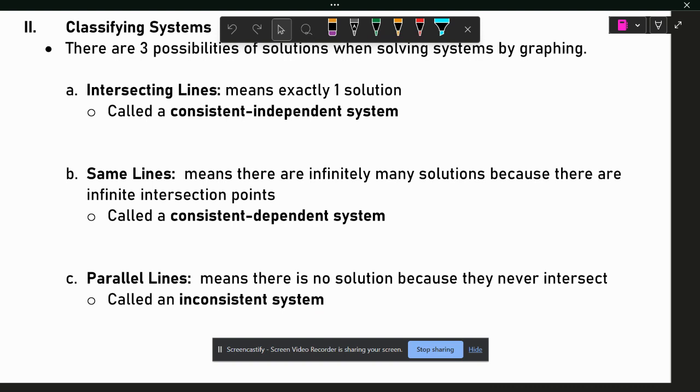How we classify those, okay? Consistent means that we have at least one solution. Inconsistent means we have no solution. So that's why that's parallel lines. The difference between independent and dependent then: if consistent means at least one solution, independent means that you have exactly one solution. Dependent means that you would have more than one or an infinite amount. So that's the difference between consistent independent and consistent dependent.